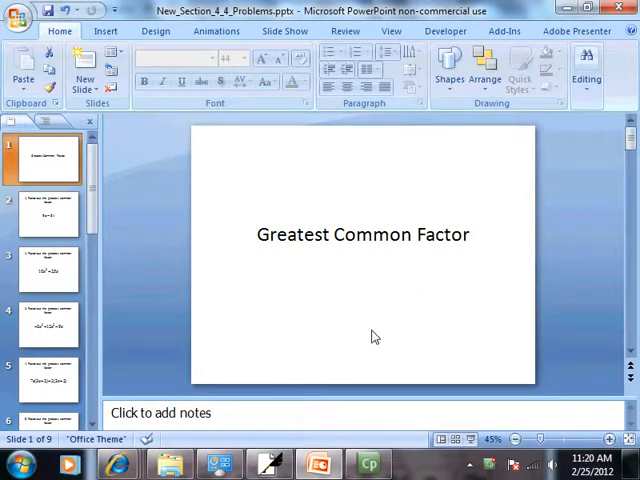Let's take a look at the greatest common factor, and grouping will be the second thing that we'll be taking a look at.